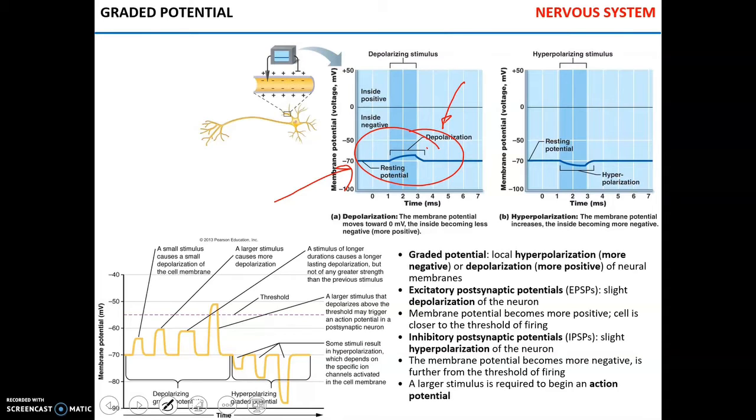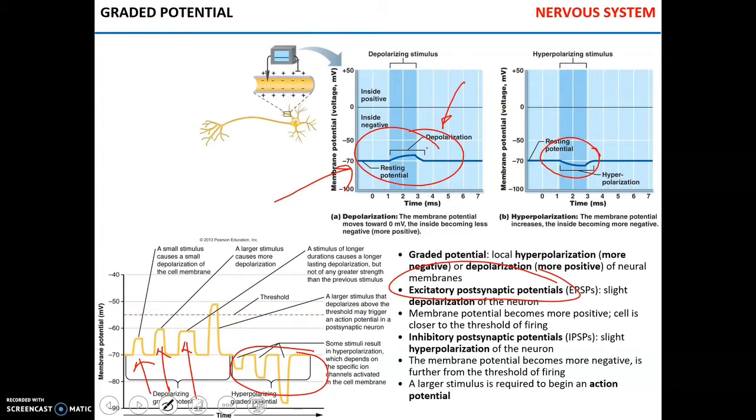If a negatively charged ion, let's say chloride, starts to diffuse into the cell, or a positively charged ion, let's say potassium, starts to diffuse out of the cell, it will make the membrane potential a little bit more negative, and we call it hyperpolarization. So depolarization of a neuron is called excitatory postsynaptic potential. You can see various excitatory postsynaptic potentials here. Hyperpolarization of the neuron is called inhibitory postsynaptic potential. It makes the neuron more negative.